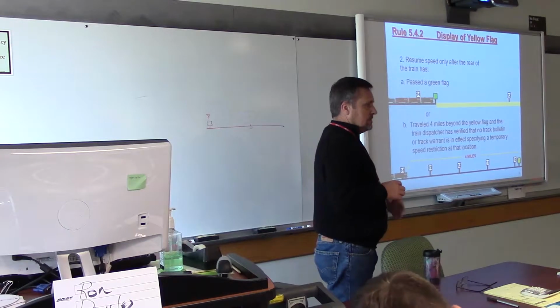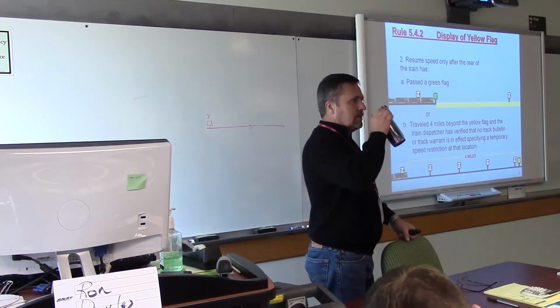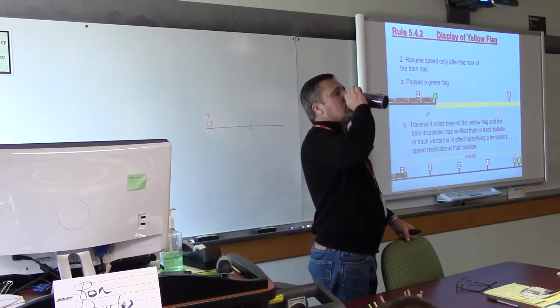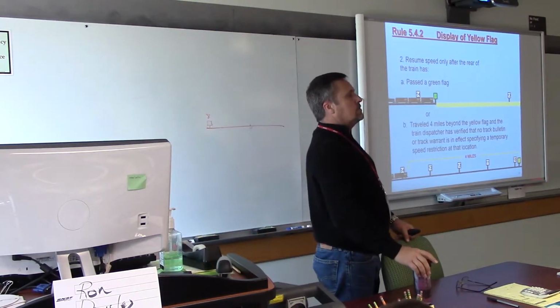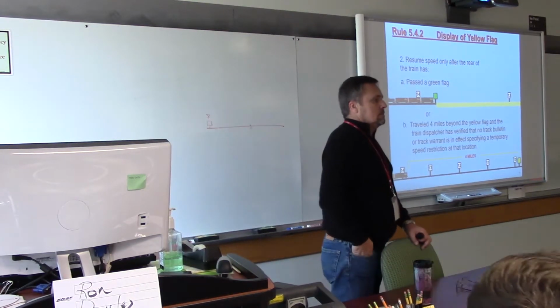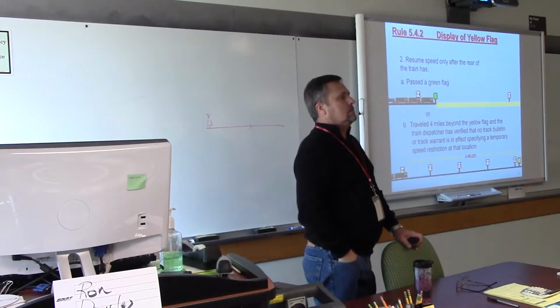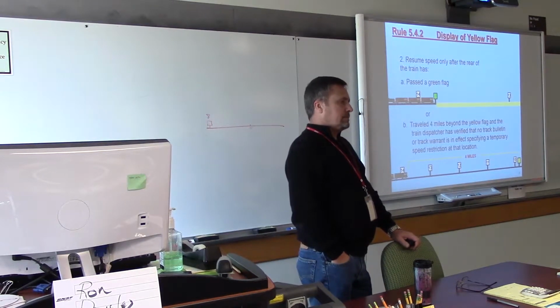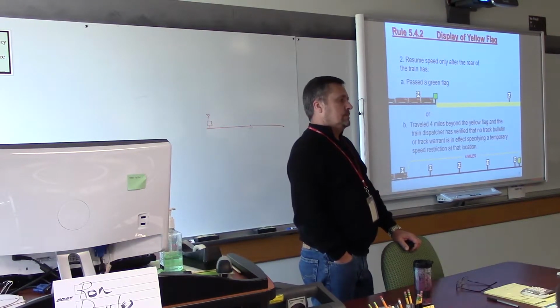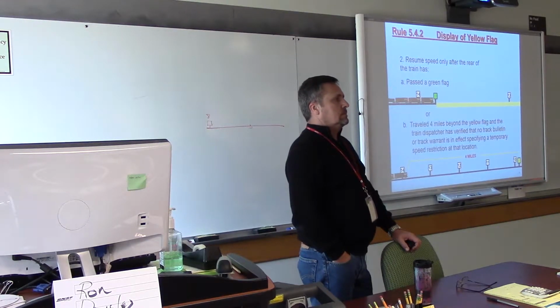Yes, sir. So like if you're going through that kind of scenario, but it's on like a giant curve, so you can see the rear end of your train clear that restricted area. There's no green flag. You still have to go the 4 miles. But if you can see the rear end of your train clearing it, can you immediately speed up at that point? No. Still have to go the 4 miles. So there's no flag. Okay. Yeah.